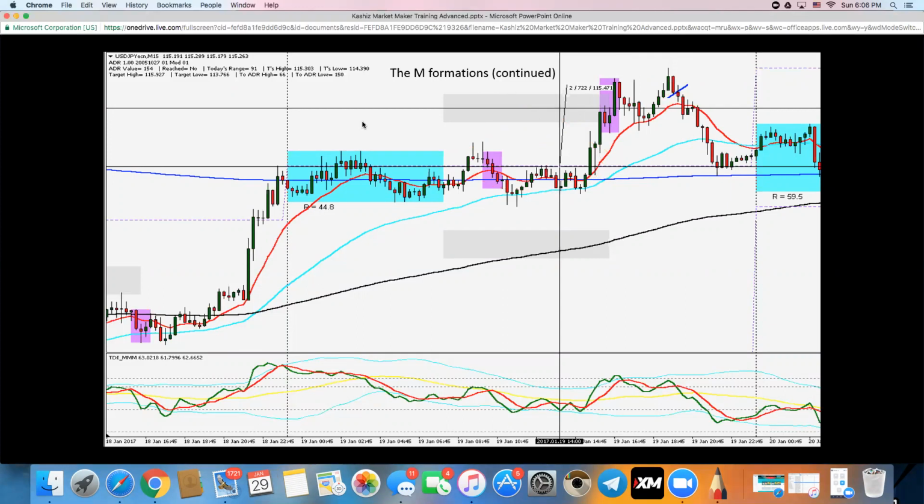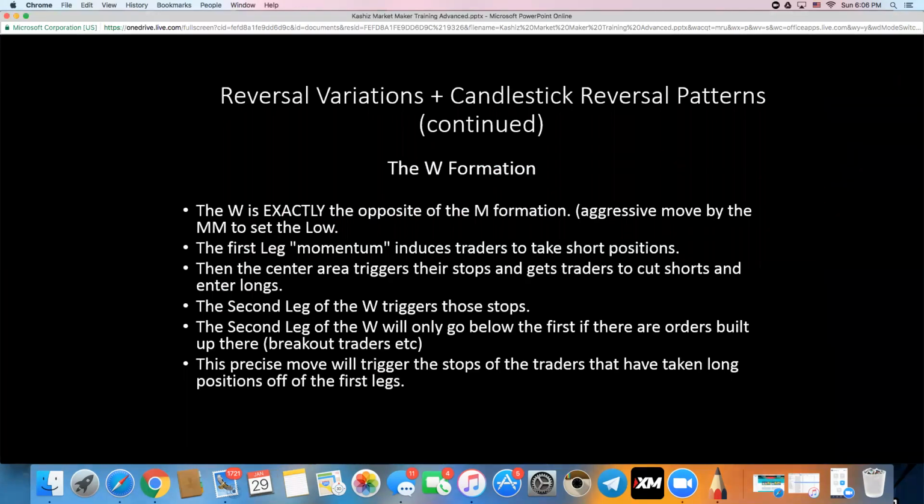Next one. All right, next, the W formation. So it's kind of common sense. The W is exactly the opposite of the M formation. It is an aggressive move by the market maker to set the low.